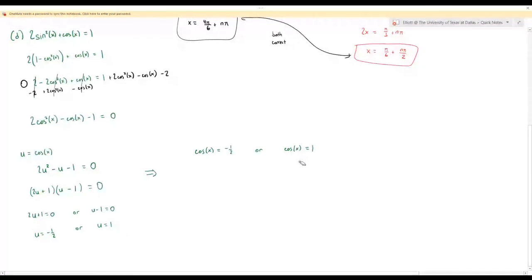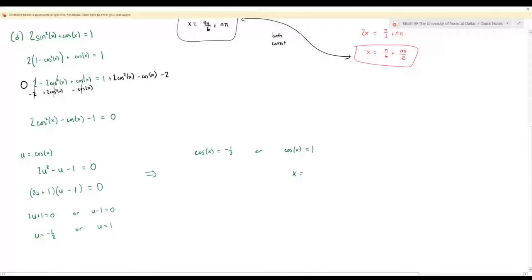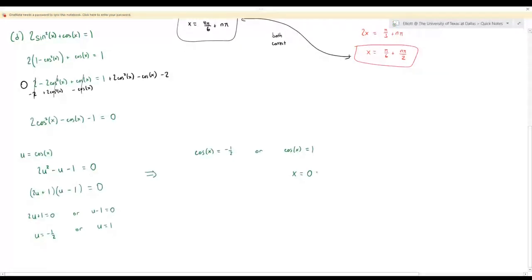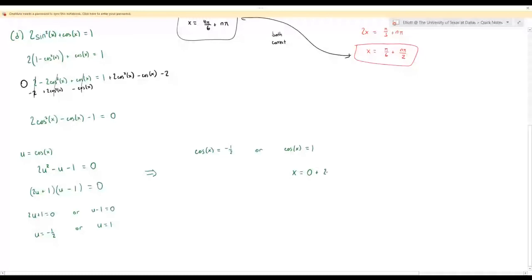I'll start with this one because I think this one's a little bit easier. So we know cosine is 1 at an angle of 0. And that's the only angle from 0 to 2 pi that's equal to 1, aside from 2 pi as well. So if I take 0 and then add 2n pi to that, to correspond to going around the circle multiple times, that's one set of solutions for this equation in particular.